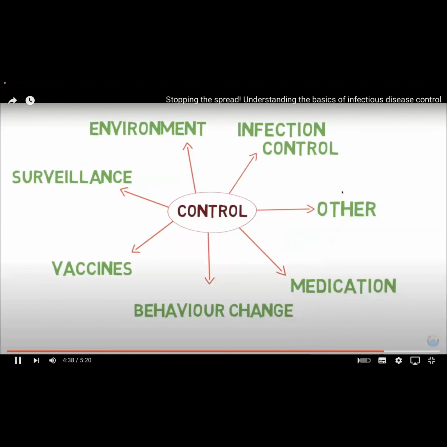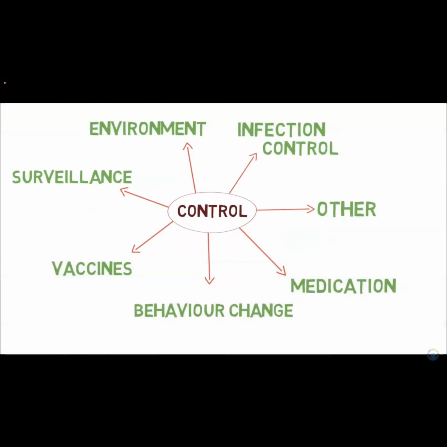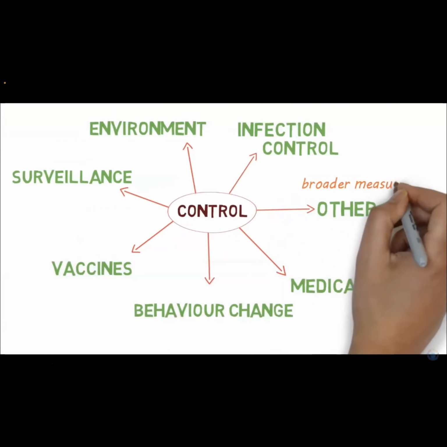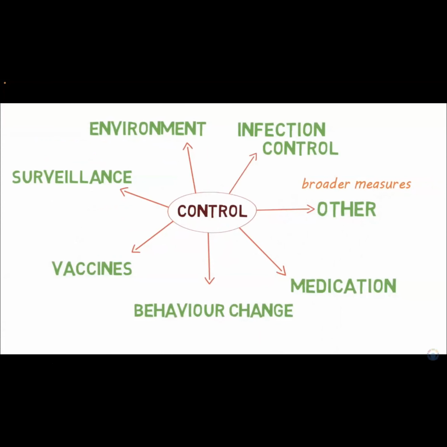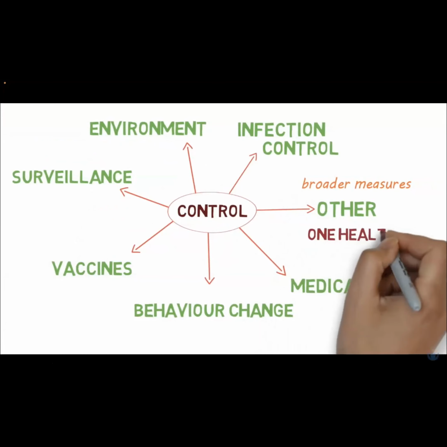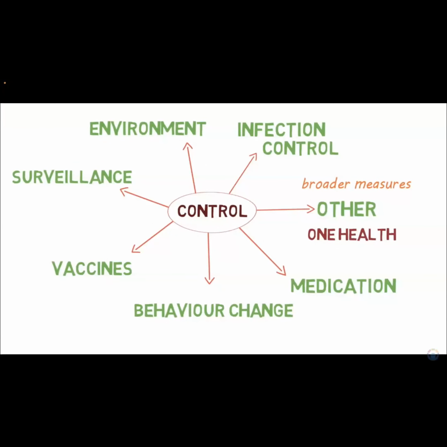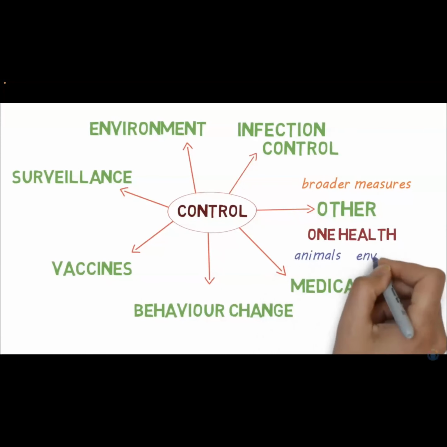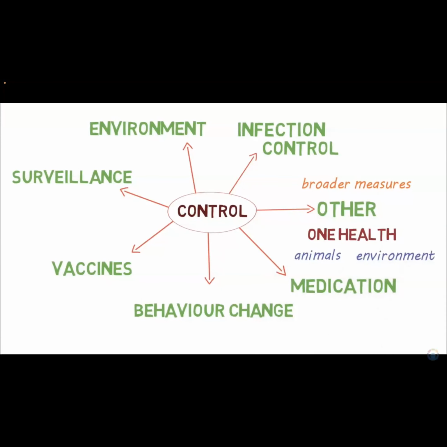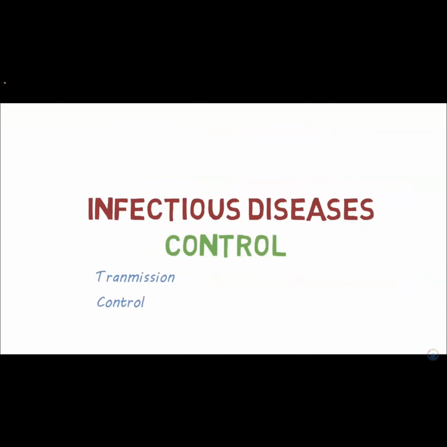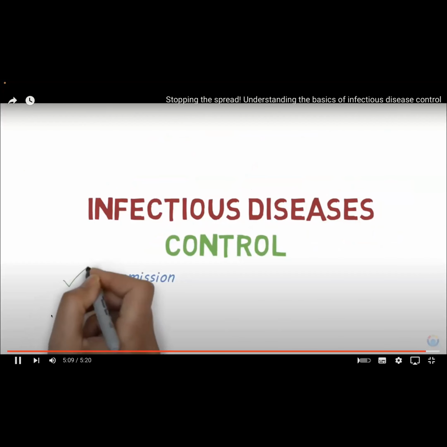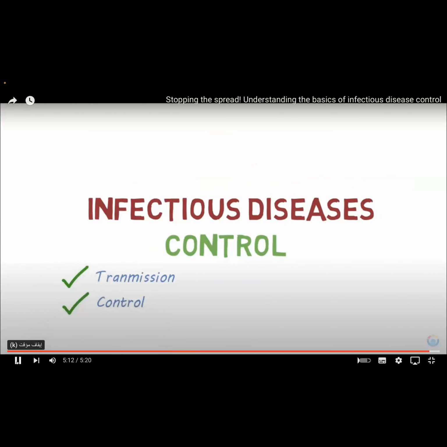There are various other factors that contribute to the control of infectious diseases. These include broader measures like improving the social determinants of health, such as education and employment, having strong healthcare systems, and having an effective health workforce. Finally, the One Health concept recognizes that human health is closely connected to the health of animals and the environment. Therefore, successful control of infectious diseases requires the cooperation and collaboration of many specialties, including veterinary and environmental sciences. So that's a quick overview of controlling infectious diseases. We've taken a quick look at how infectious diseases are transmitted and a number of ways to control their spread.